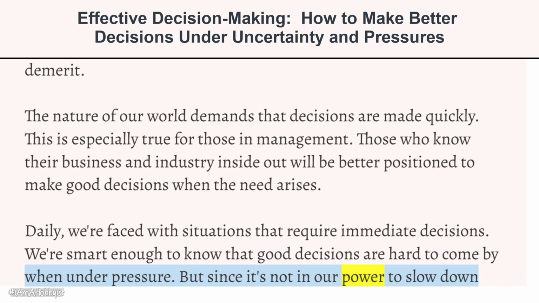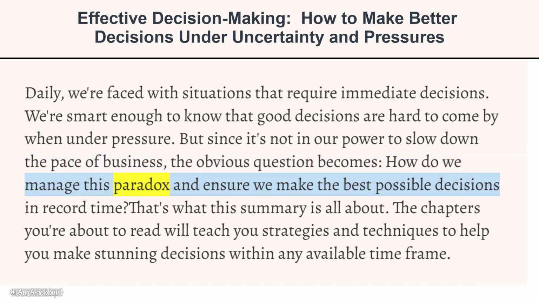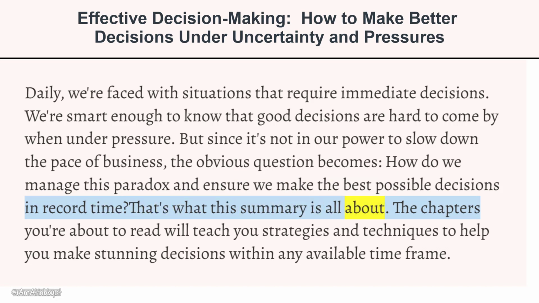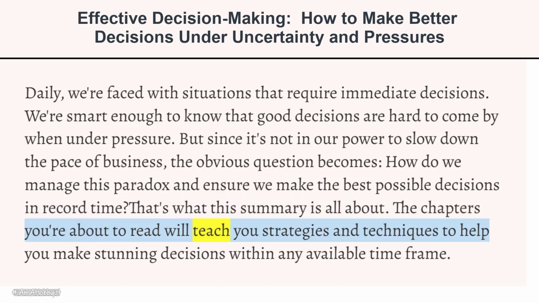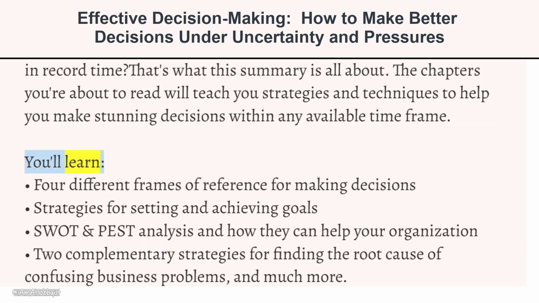But since it's not in our power to slow down the pace of business, the obvious question becomes, how do we manage this paradox and ensure we make the best possible decisions in record time? That's what this summary is all about. The chapters you're about to read will teach you strategies and techniques to help you make stunning decisions within any available time frame. You'll learn 4 different frames of reference for making decisions. Strategies for setting and achieving goals, SWOT and PEST analysis, and how they can help your organization. 2 complementary strategies for finding the root cause of confusing business problems, and much more.